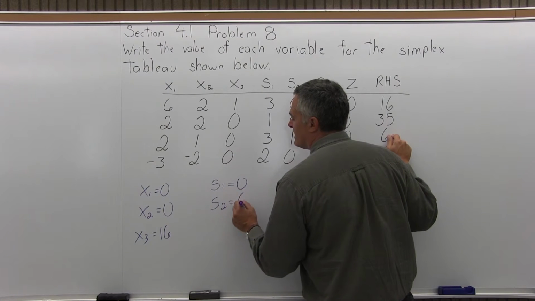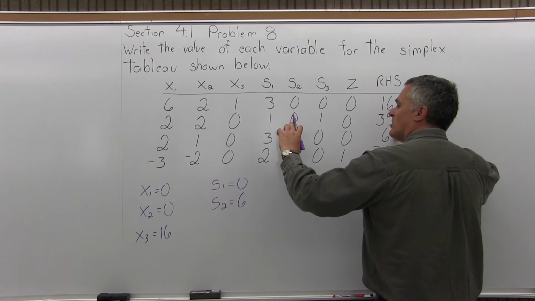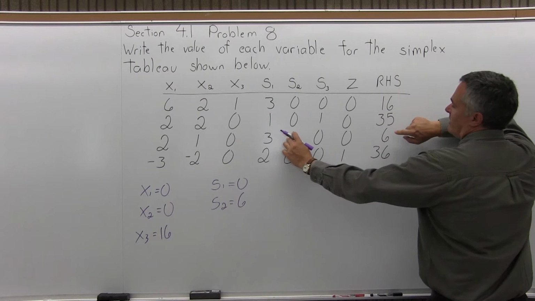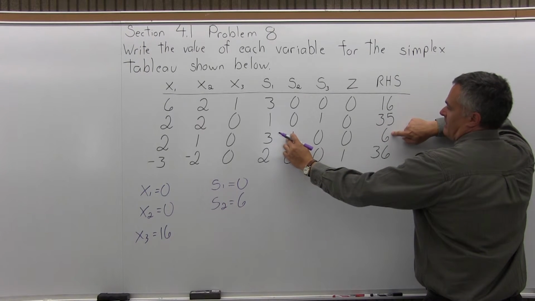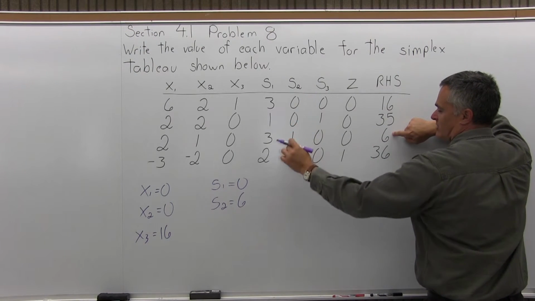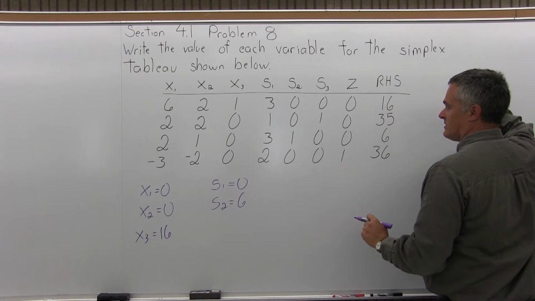Again, if I look in the S2 column, I have my special column, find the height of the 1, go to the RHS column, and find the number in that same height. And that's 6. And that's in the S2 column, so that's the value of that variable S2.